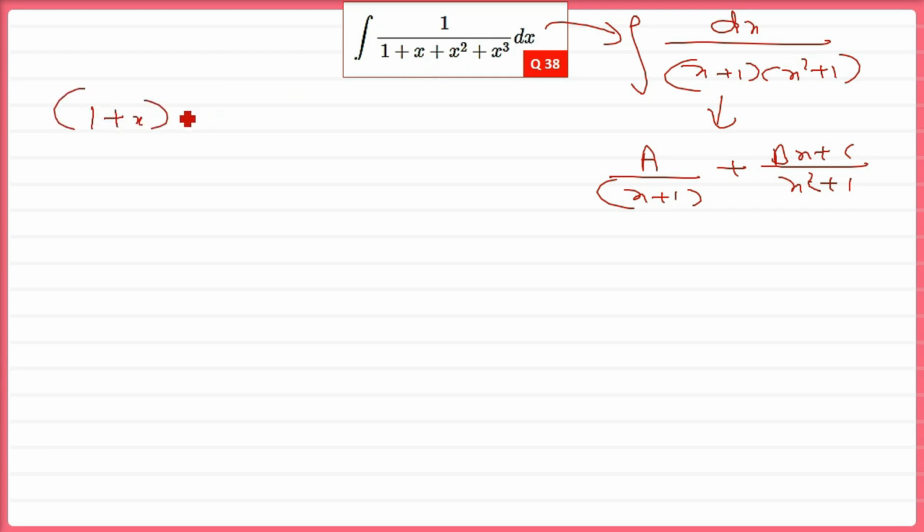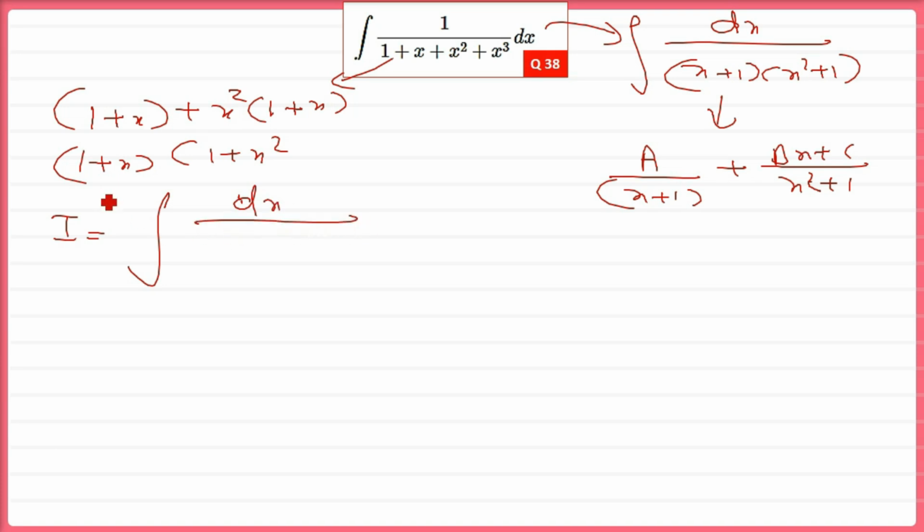So 1 plus x is already there. I am taking the denominator. Take the x square out of x square plus x cube. So 1 plus x will remain. So 1 plus x, if you take outside, 1 plus x square will be there. Now what do you see? 1 plus x. Let me write the integral first. You will see the similarity.